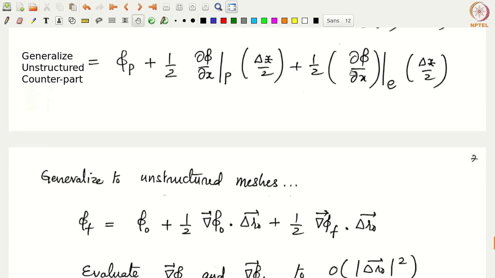Plus, what is the second one? This is half of partial phi partial x at east, which is in the context of Cartesian structured meshes. But if we were to generalize this, this is basically your grad phi evaluated on the face f. So this is basically grad phi f, dotted with, this is again delta r naught bar. Now very nicely we have got an equation here which is a generalization of the QUICK scheme to unstructured non-orthogonal meshes.